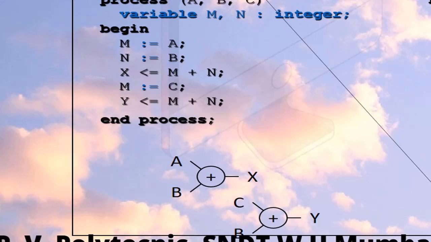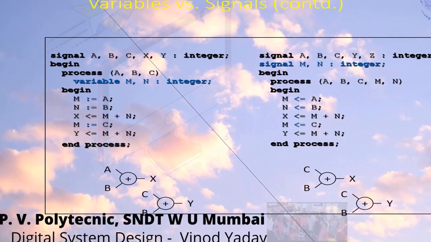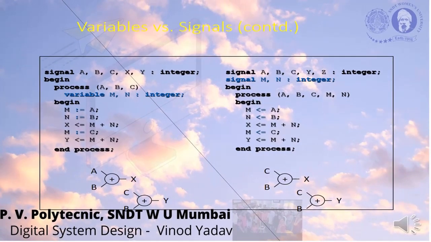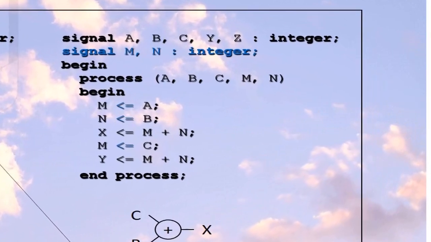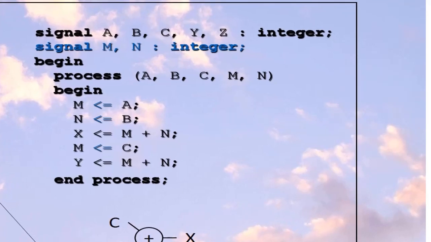And if you say M is equal to C, again an immediate assignment, and now you say Y equal to M plus N, the earlier value of M, A, will not be there, but the latest available value will be C. Hence instead of A plus B, Y will show C plus B. Now in another case, you define them as signals instead of variables. You do not define signals under the process; you can define variables under the process.